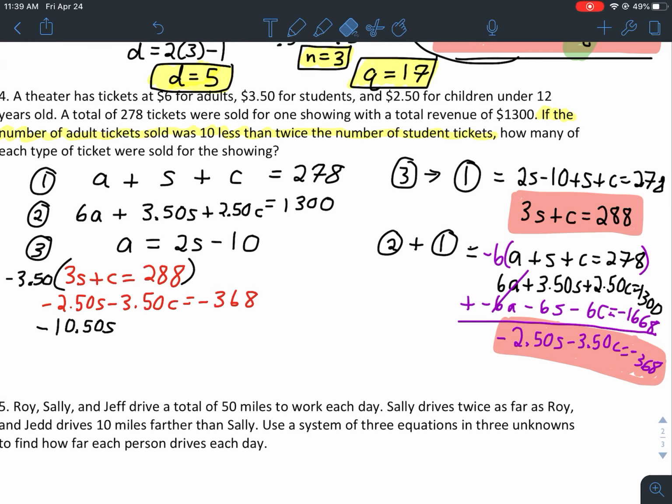And I accidentally made a mistake there. You don't want to multiply by negative 350. That's my fault. You want to multiply by positive 350, so it'll actually cancel out. Sorry about that. So then multiply 288 times 350.